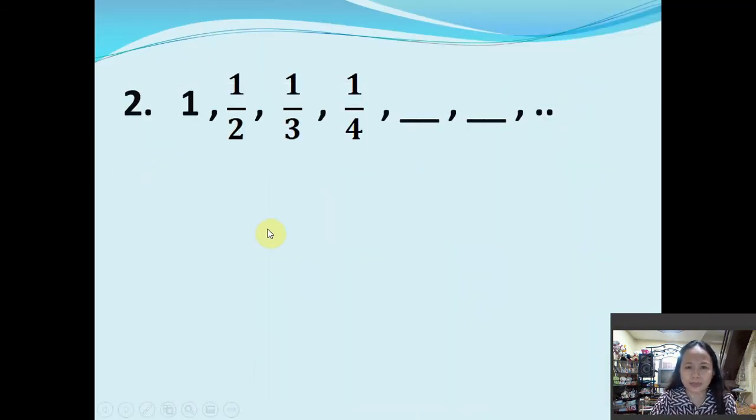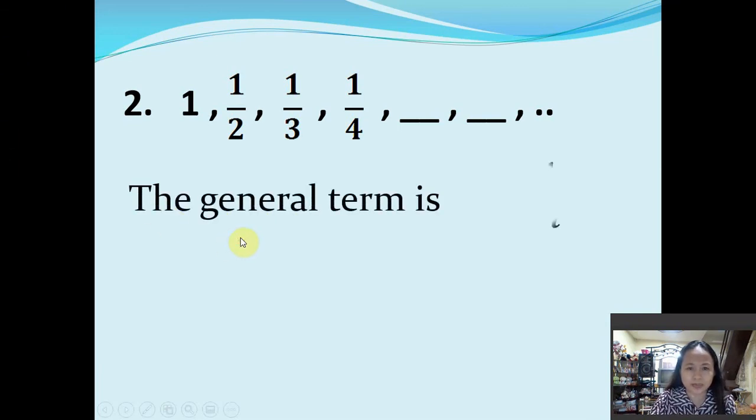Okay, how about this one? 1, 1/2, 1/3, 1/4. What do you think are the next two terms? If you notice, the numerators here are all 1, right? And the denominators are simply 1, followed by 2, followed by 3, followed by 4. So what have you observed on its denominator? That is simply counting numbers, right? So therefore, the general term for this sequence is nth term is equal to 1 over n.